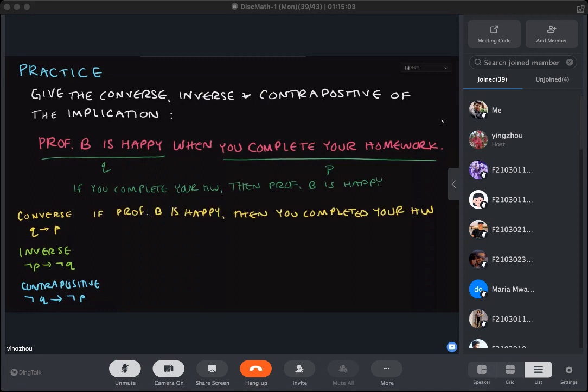So the converse, if Q, then P: if Professor B is happy, then you completed your homework. The inverse, if not P, then not Q: if you did not complete your homework, then Professor B is not happy. So the original statement just negated. Contrapositive is switching the order and negating.